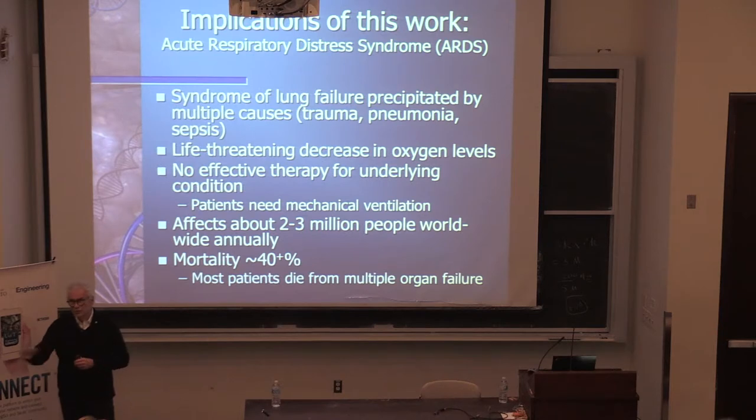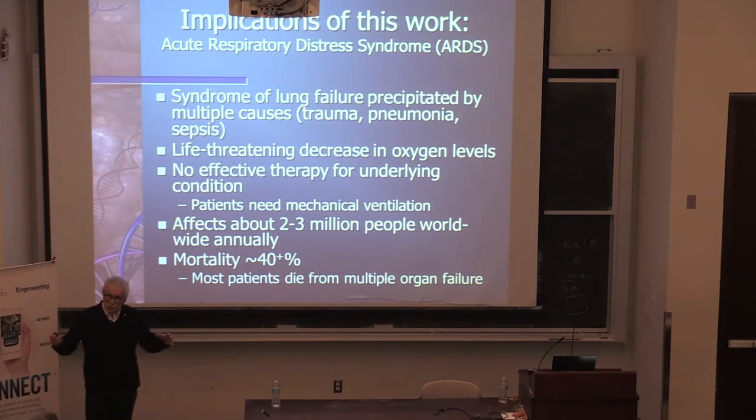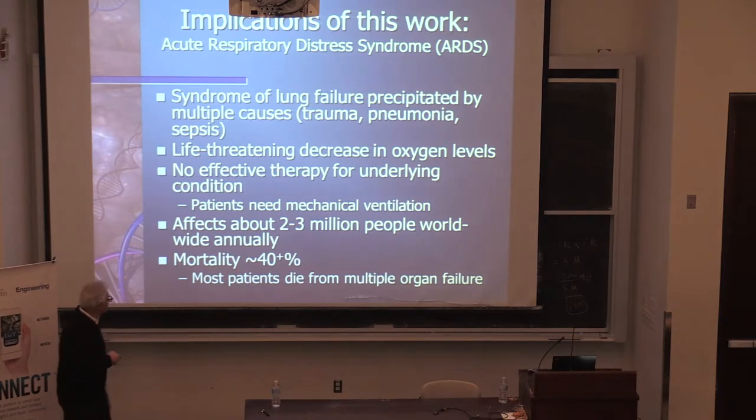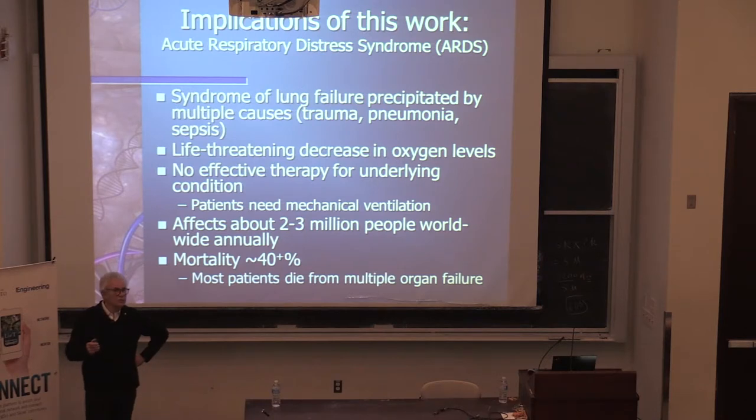And obviously, there's a lot of research trying to sort out what the underlying mechanisms are so we can get pharmacological therapies to help. But we don't have those as yet. And it affects about 2 to 3 million people worldwide. So it's not huge, but it's a pretty big problem. And the key thing is the mortality is over 40%. This is huge mortality. Many of the people are relatively young. You have somebody who has a car accident at age 30, 25, could end up with ARDS. The mortality in those patients is actually a little lower than 40, but still very high, 15%, 20%.